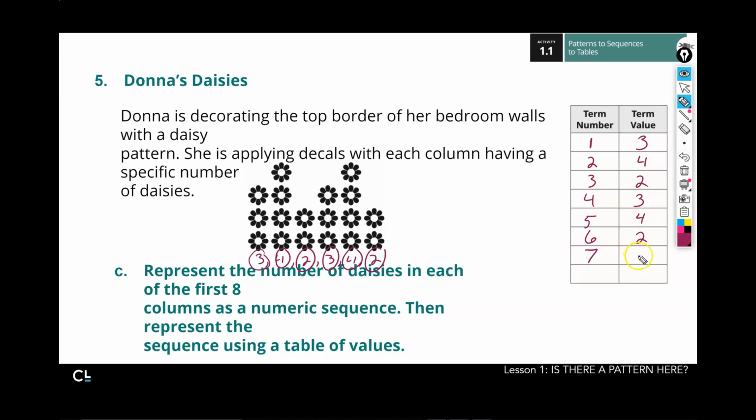So in the 7th term, I'm going to go back to having 3 daisies. And the 8th term, I'm going to have 4 daisies. So 3, 4, 2, 3, 4, 2, following that pattern.